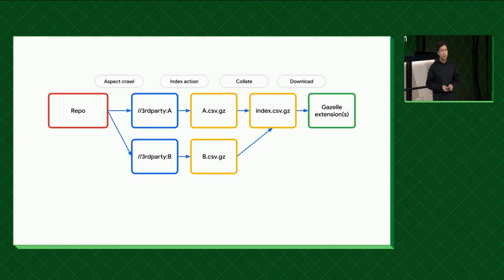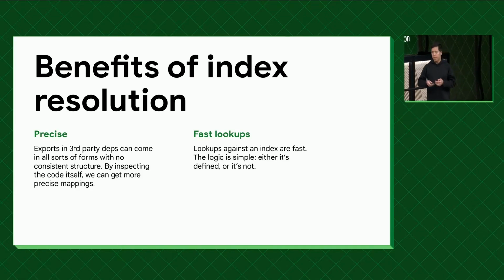As we mentioned, Gazelle extensions are very hackable. They're built with Bazel. You can insert libraries that have an execution order, and it allows us to do whatever we want. We can attach metrics. We can load files, and that's the approach we took with indexes. And Arie hinted at this before, but one nice benefit of index resolution is it's precise, more or less, as long as your indexing code is correct. Hopefully I wrote it well. What that means is that when you see an export from a third-party dependency, you have greater confidence that it has a mapping to a target.